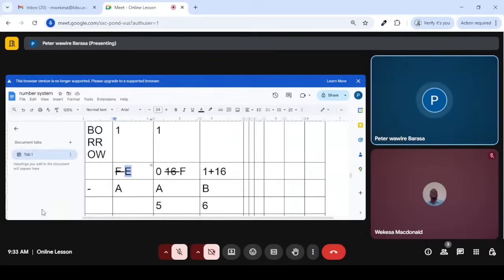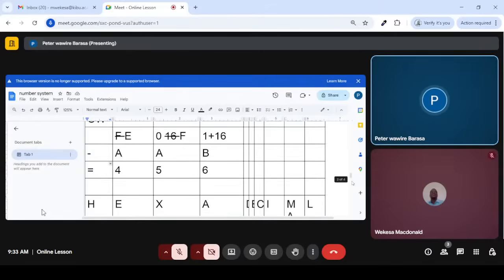So E, which is 14, 14 minus 10, A is 10. 14 minus 10, you get 4. Now this is the answer for this: 456. So that is the answer for this particular one.